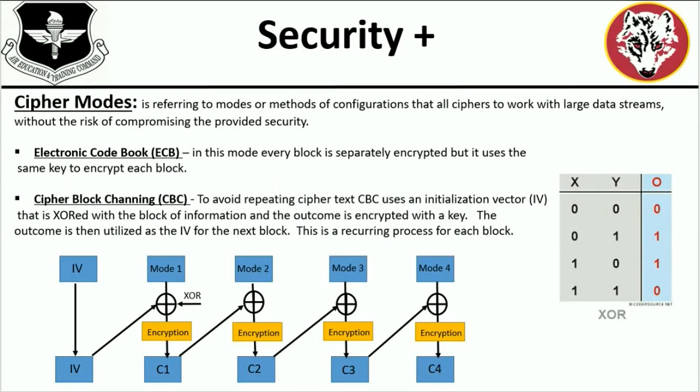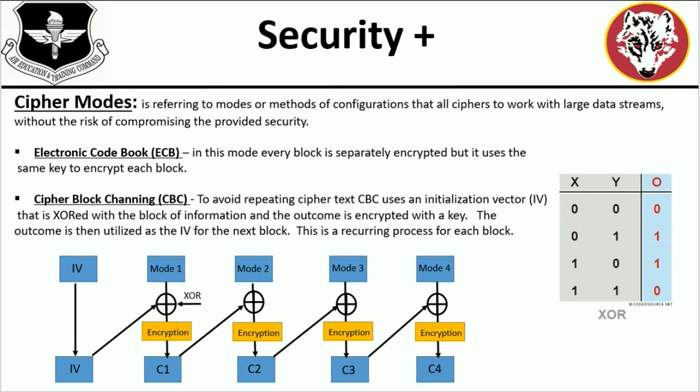Alright, in this video I'm going to be talking about cipher modes, and this is referring to modes or methods of configuration that allow ciphers to work with large data streams without the risk of compromising the provided security. Now we have ECB, also known as electronic code block. In this mode, every block is separately encrypted, but it uses the same key to encrypt each block. So there's an issue with this.